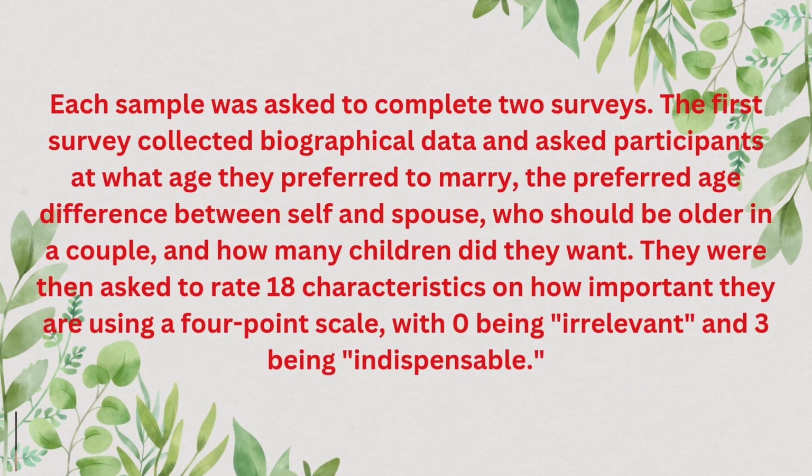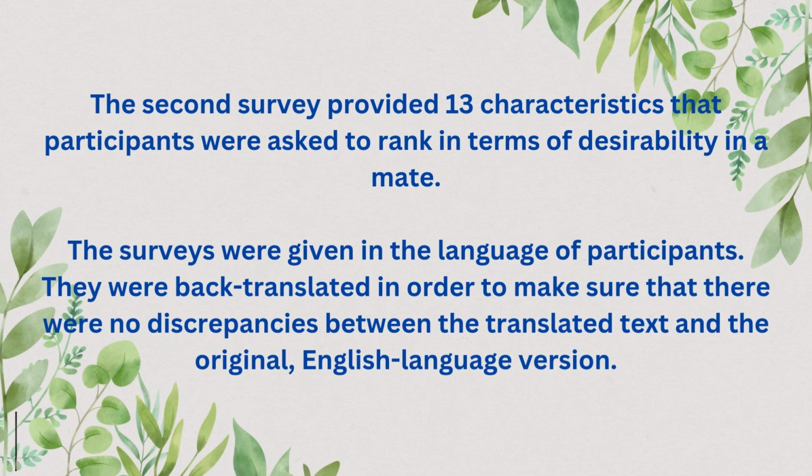The first survey collected biographical data and asked participants at what age they preferred to marry, the preferred age difference between self and spouse, who should be older in a couple, and how many children they wanted. They were then asked to rate 18 characteristics on how important they are using a 4-point scale, with 0 being irrelevant and 3 being indispensable. The second survey provided 13 characteristics that participants were asked to rank in terms of desirability in a mate. The surveys were given in the language of participants. They were back translated in order to make sure that there were no discrepancies between the translated text and the original English language version.